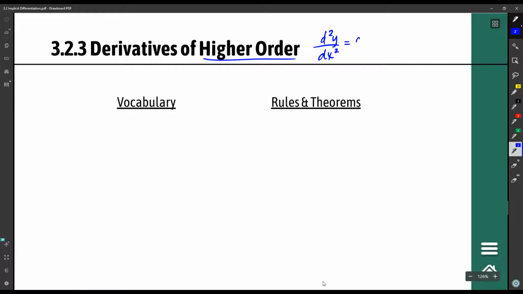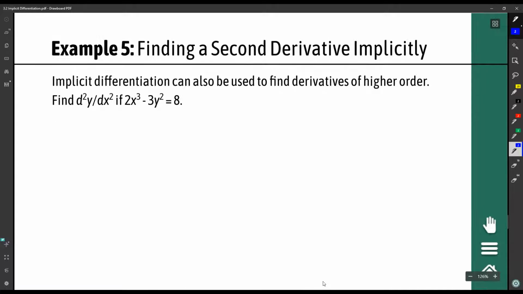And where that comes from is taking the derivative with respect to x of the derivative with respect to x of y. And now we can kind of see where the d squared comes from and where the dx squared comes from. No new vocabulary, no new rules or theorems here. So let's get started. We can say that implicit differentiation can also be used to find derivatives of higher order.